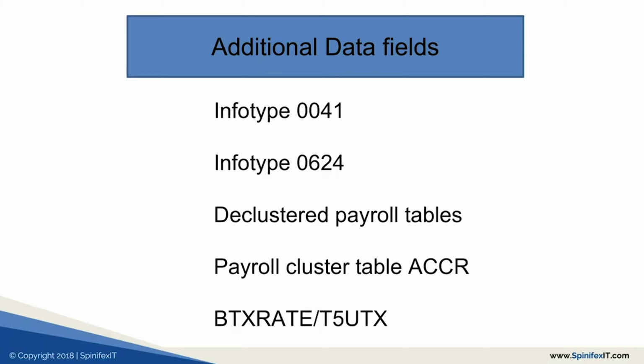Easy Reporter has been enhanced to include reporting on additional fields, such as more date types allowed in InfoType 41, and a new ability to report on InfoType 624. We've also made some more declustered payroll tables available, as well as payroll cluster table ACCR for accruals. And last, some new fields that SAP introduced last year from the US tables BTX rate and T5UTX.